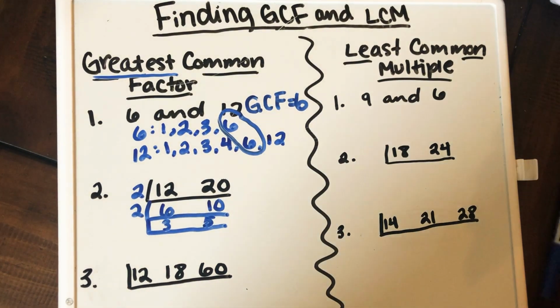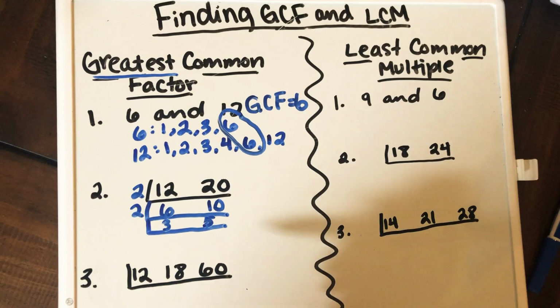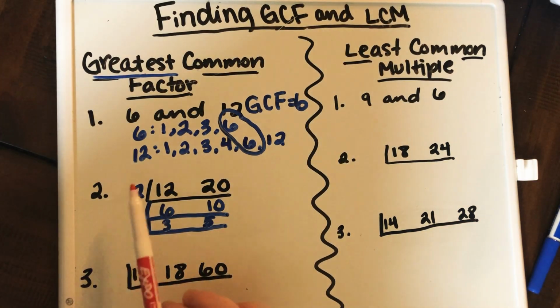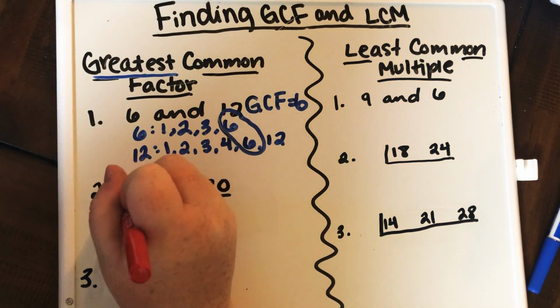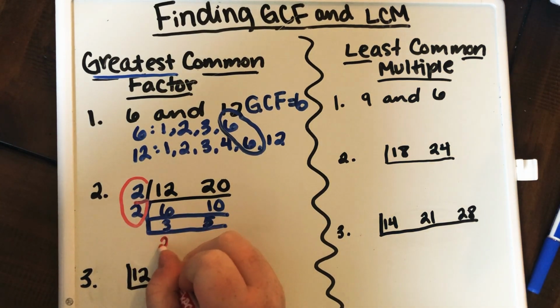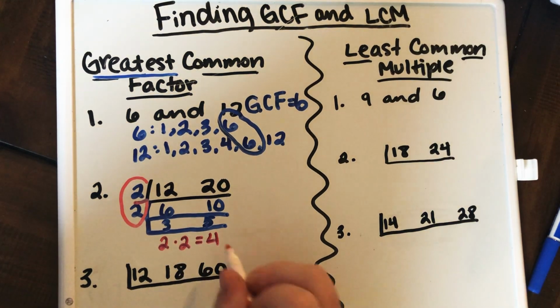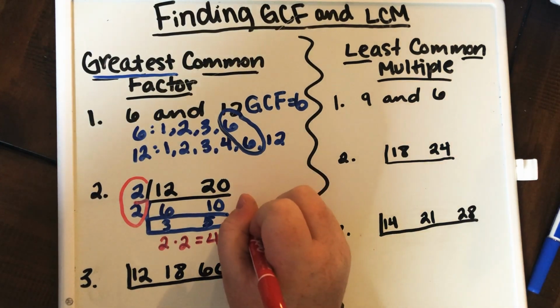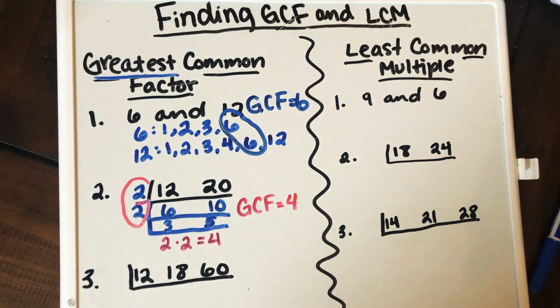So I can stop, and I'm going to grab another color just so you can see the difference in what I'm doing. So once I get here and I have all prime numbers, to find the GCF, all you do is make a G. There's your G. Any numbers inside of your G, you're going to multiply. So I've got 2 and 2. 2 times 2 equals 4. So now I know that my GCF equals 4.